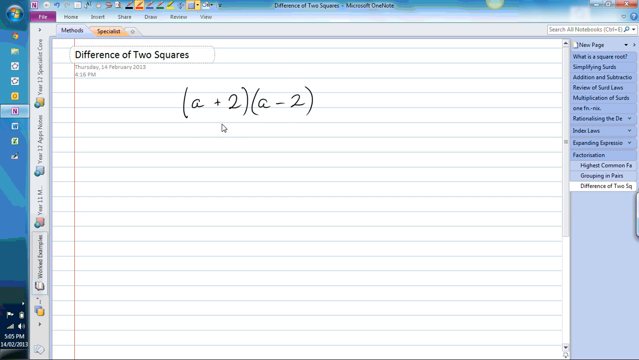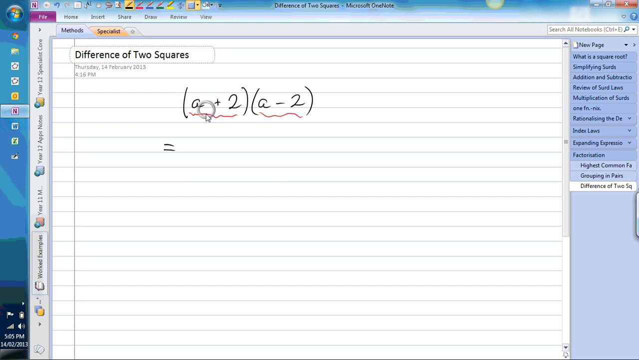If I take something like this, where I've got an a plus 2 and an a minus 2, so any expression where the first and the last term in each bracket is the same, so both of these start with an a and end with a 2, the only difference is the sign in between. If I take something like that and expand it, we see something nice happen.